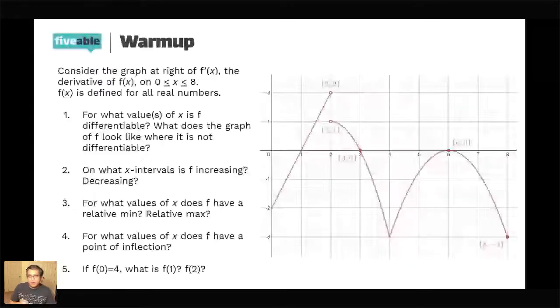I always like to start with a warm-up. And in this warm-up, I'm giving you the graph of a derivative. So the function graphed in red is a derivative, okay? It's the derivative of the function f, and I would like to ask you some questions about f, okay? f of x is defined for all real numbers, but I'm just asking you to make judgments on 0 through 8.